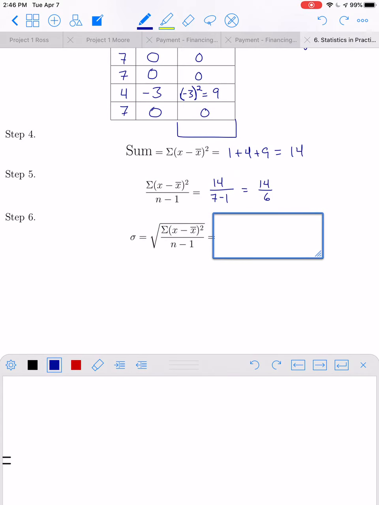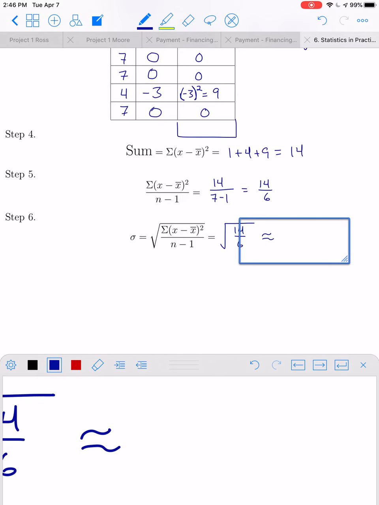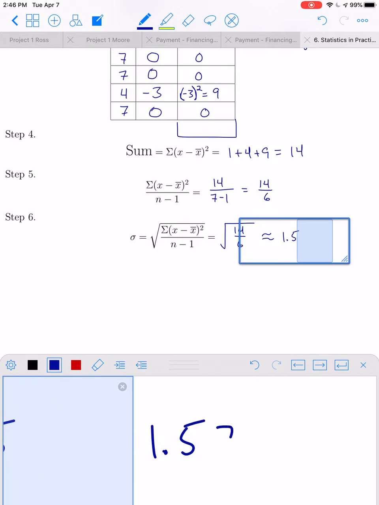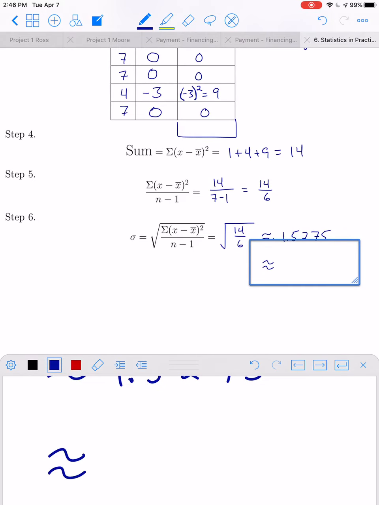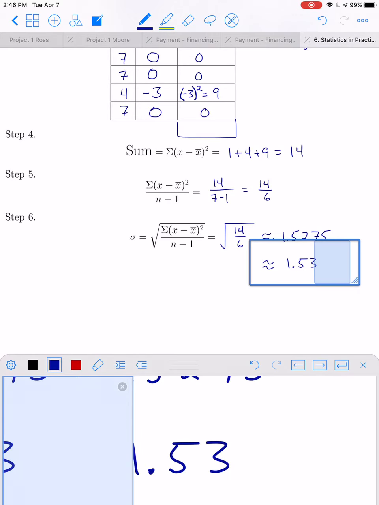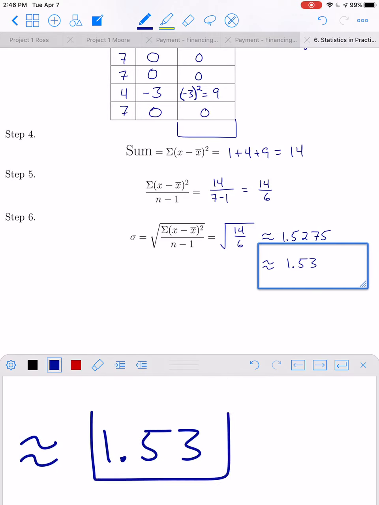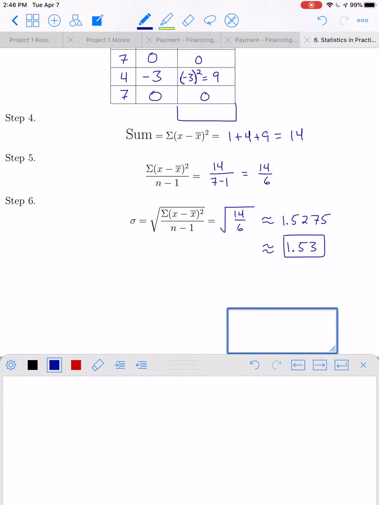So when we do that, we're just taking a square root of this whole number. On a calculator, taking this out to 4 decimal places first, 1.5275. And then I'll decide, maybe I'll round it further to 2 decimal places. That's always a safe bet. And typically what my lab asks for is things to be rounded to 2 decimal places. So 1.53. And that's it.